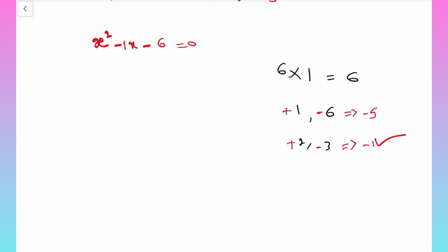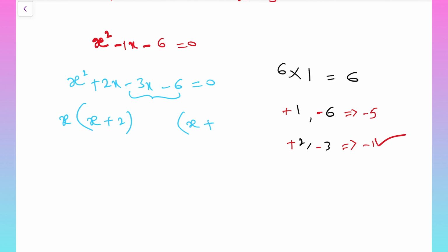Now write the first term as it is, x square. Minus 1x can be replaced with plus 2x minus 3x. Minus 6 is equals to 0. From the first and second terms we can take out x common, then we remain with x plus 2. Now from the third and fourth terms also we need to take something common, then after taking that common we remain with x plus 2 only as it is. Now if we observe the third term, that is minus 3x, here x is already completed, then we remain with minus 3, equals to 0.